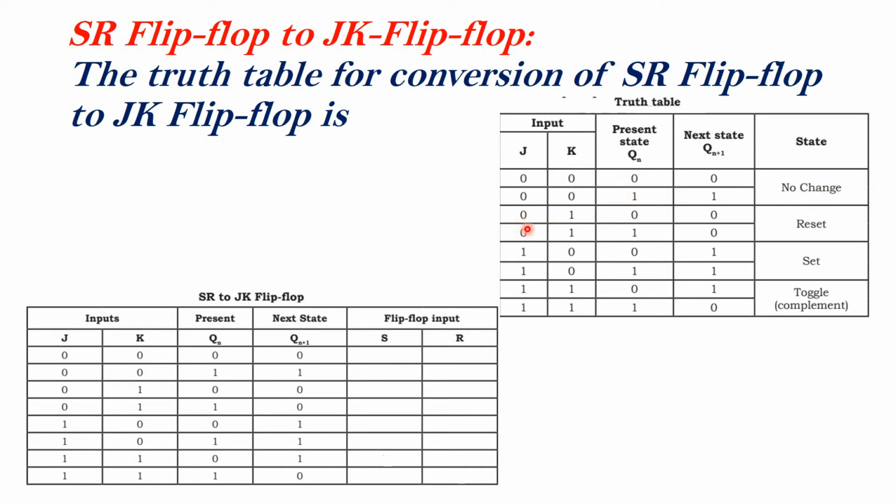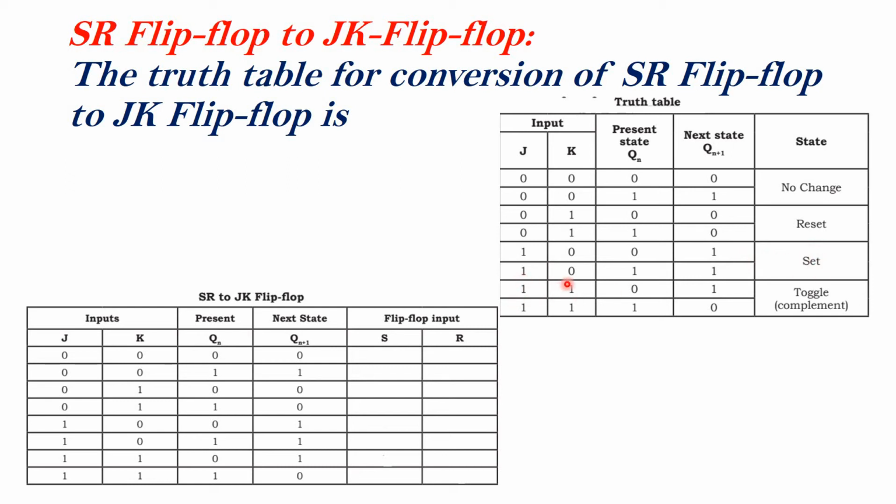When J is equal to 0 and K is equal to 1, irrespective of the present state, the next state is always 0. This is the reset condition. When J is equal to 1 and K is equal to 0, irrespective of the present state, the next state is always equal to 1, that is the set of the flip-flop.